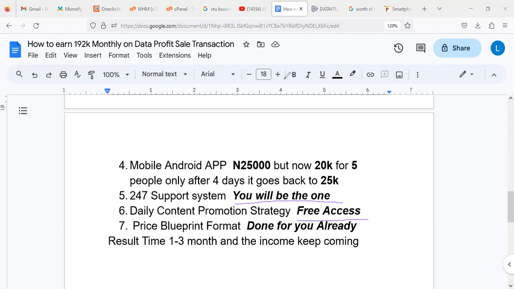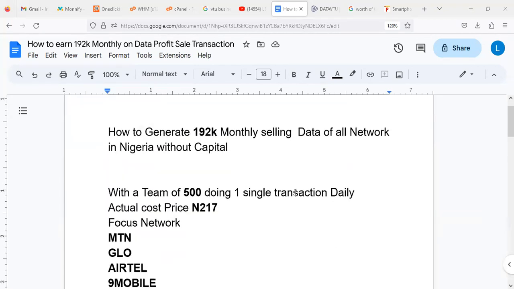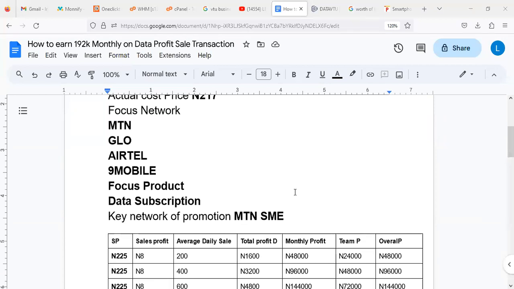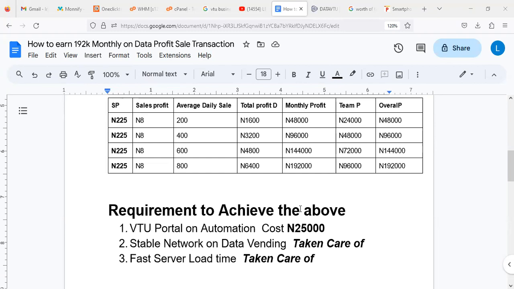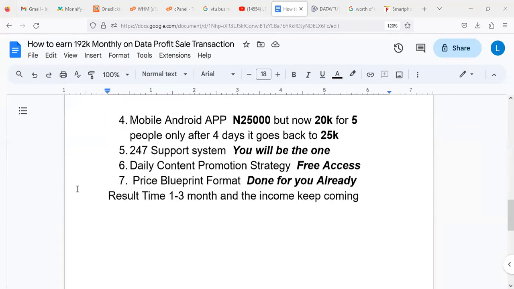Of course, this particular price analysis you are seeing here, we're going to give you that format. It is already included in your setup system, so all you have to do is fine-tune it to get to the taste of what you need. Then we are good to go. Results time is around 1 to 3 months and the income will keep coming. When we talk about the income that keeps coming, data consumption is a daily product.